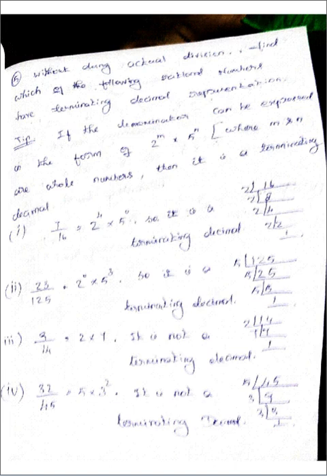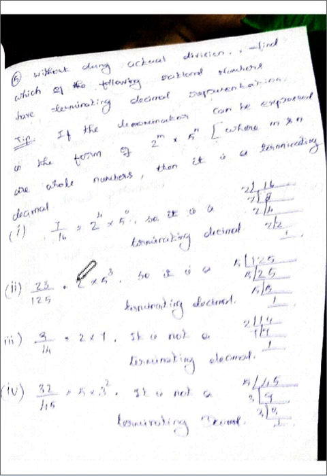Next sum: without doing actual division, find which of the following rational numbers has a terminating decimal representation. For that, if any number can be written in the form of 2 power m and 5 power n, where m and n are integers, then it has a terminating decimal representation.